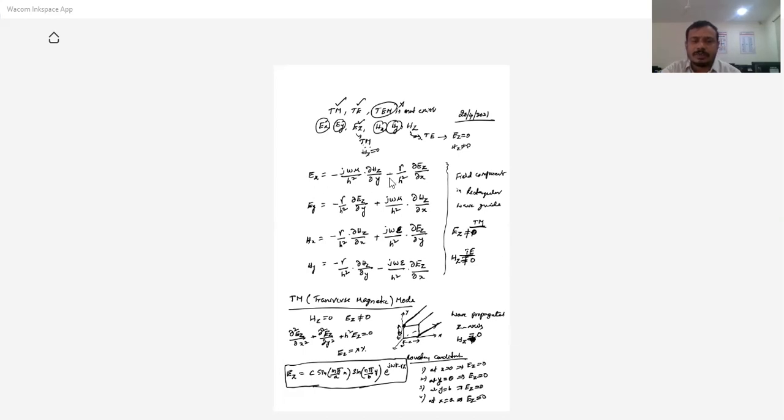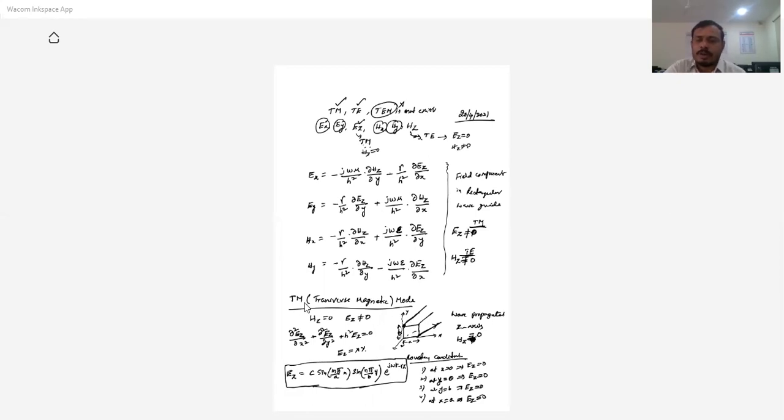So these 4 are the general expressions for the field components in a rectangular waveguide, in terms of Hz and Ez. We also saw how we can derive these 4. Now for the remaining 2, we need to take from the TM mode and TE mode.